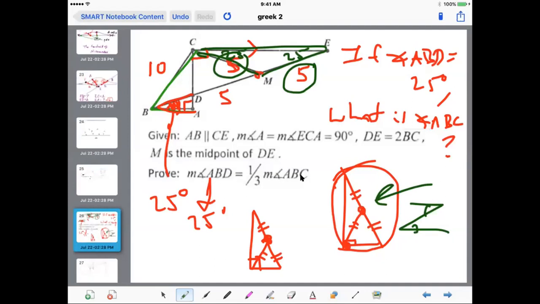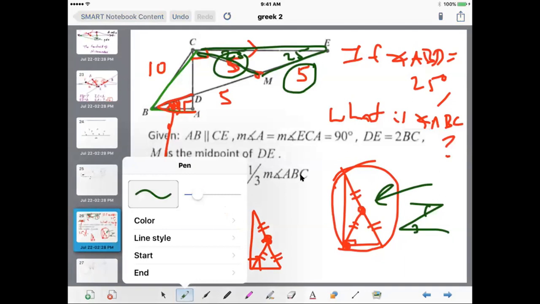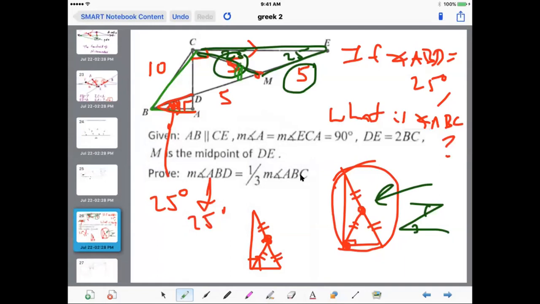Well, if that's 25, what do you think the size of this angle right here is? So I want to type it in. Yes, that's 50. It's the exterior angle. So it's equal to 25 plus 25.